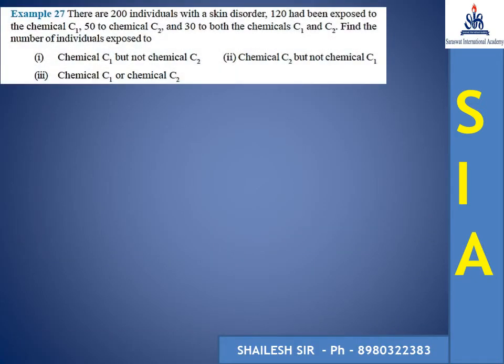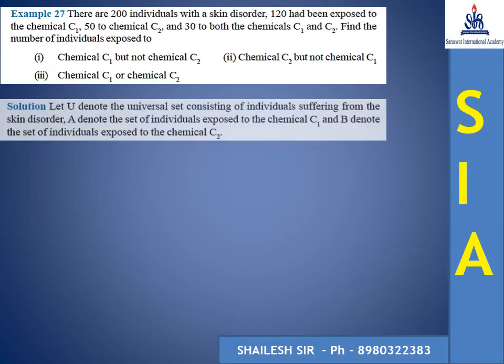In example 27, there are 200 individuals with a skin disorder. 120 have been exposed to chemical C1, 50 to chemical C2, and 30 to both chemicals C1 and C2. Our questions are: first, chemical C1 but not chemical C2, which means only C1. Second, chemical C2 but not chemical C1, which means only C2. And third, chemical C1 or chemical C2.